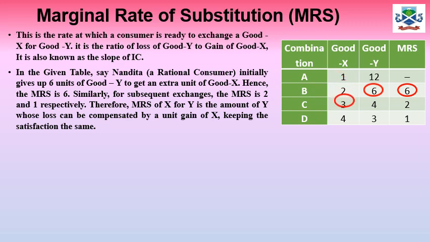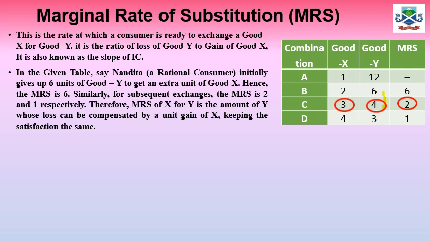As you see over here, when he goes to combination C, just taking one more unit of good X, from 2 to 3, he is sacrificing 2 units over here. Earlier 6 units, now he is giving 2 units. As I said, look at these two differences: 6 and 4, the difference is 2, or 4 plus 2 is 6.